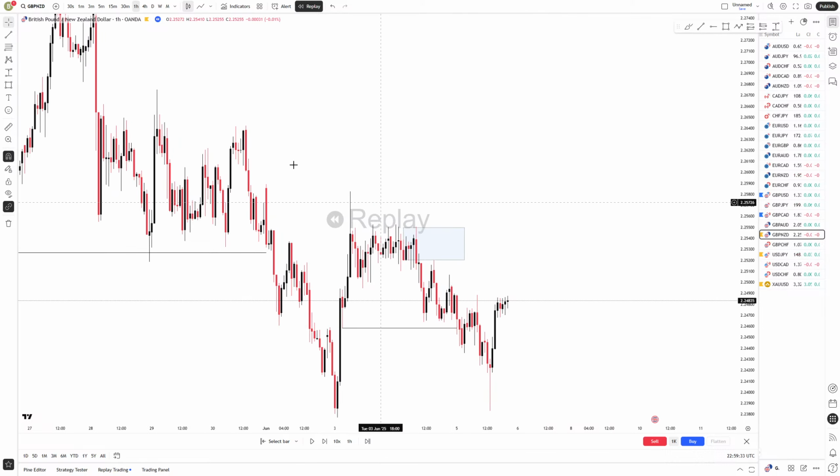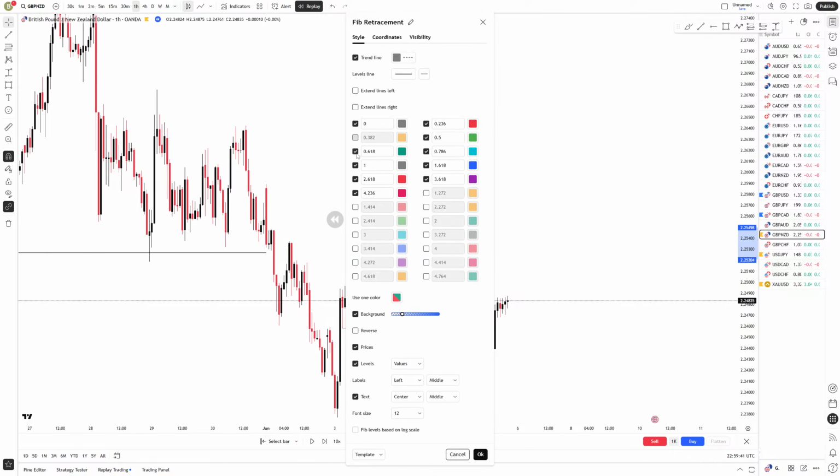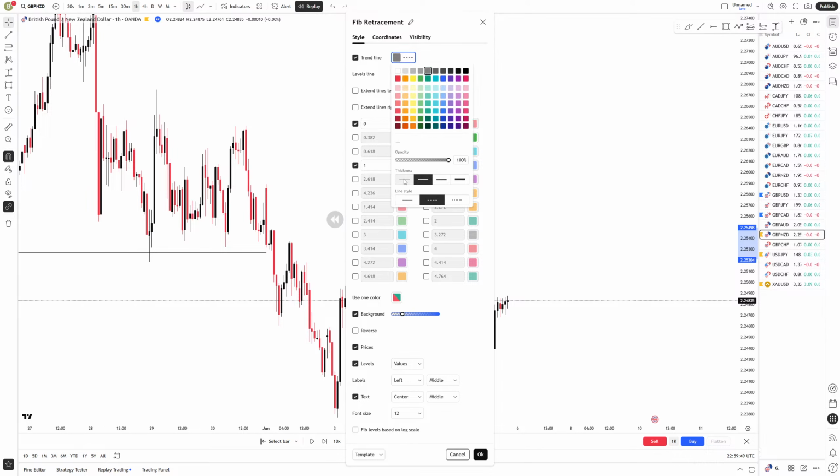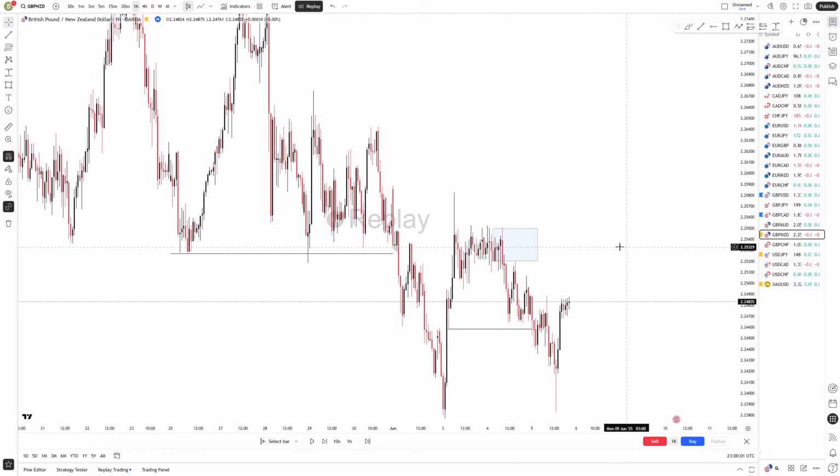What was already consumed was not 15%. As we can see, if we measure, it was not consumed to the 50%. Let me set this. It was not consumed to the 50%. Exactly, as you can see, the price didn't tap this level here. This is our 50%.